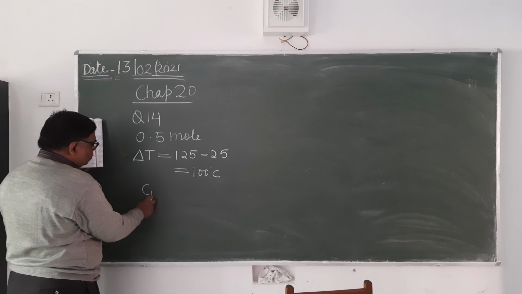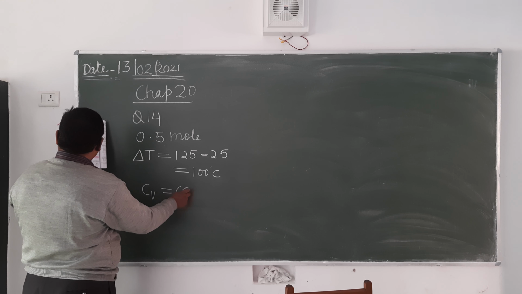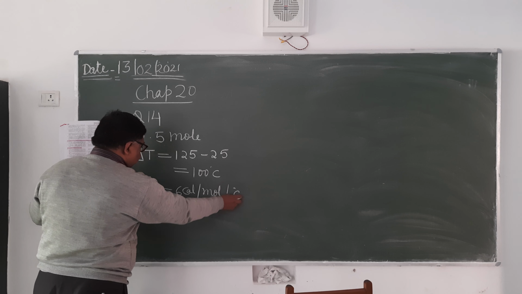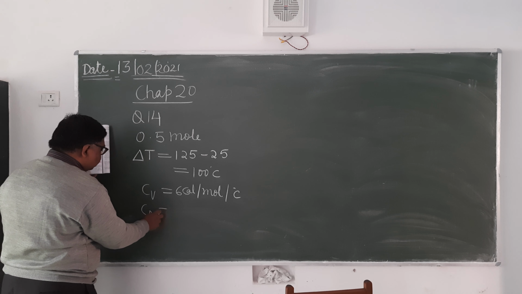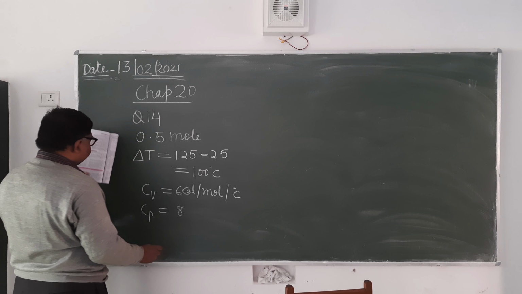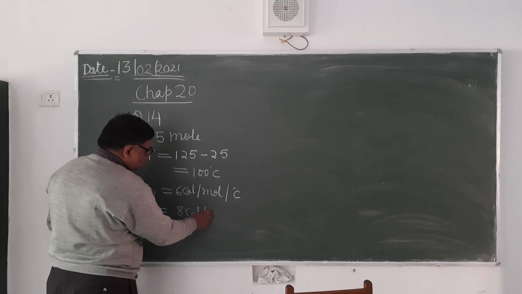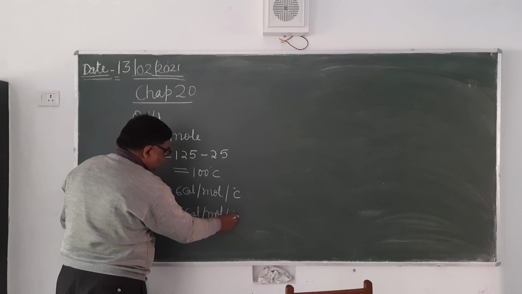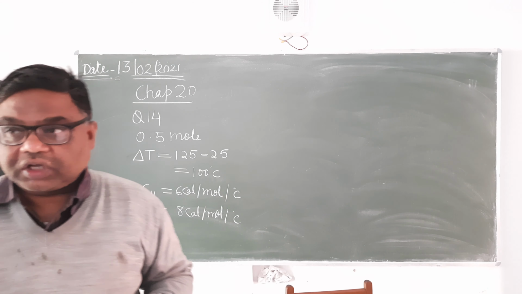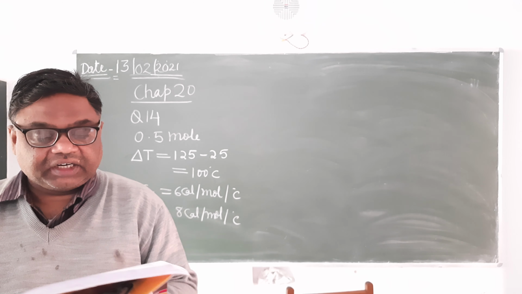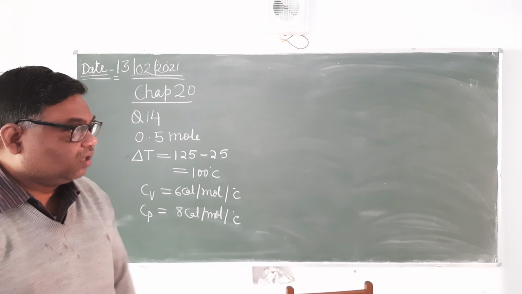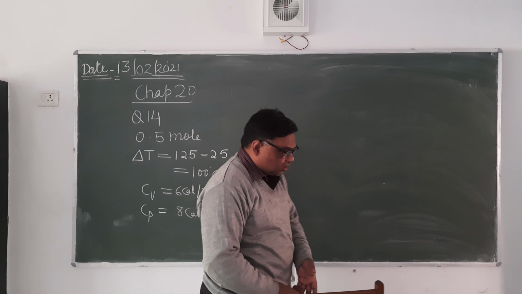Cv equals to 6 calorie per mole per degree Celsius, and Cp equals to 8 calorie per mole per degree Celsius. You have to find the amount of heat given to the gas and the increase in internal energy. Means how much amount of heat has been given to the gas and what is the increase in internal energy.